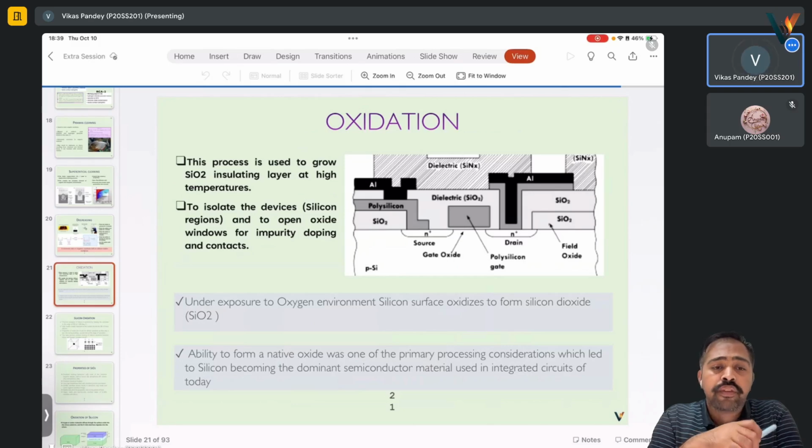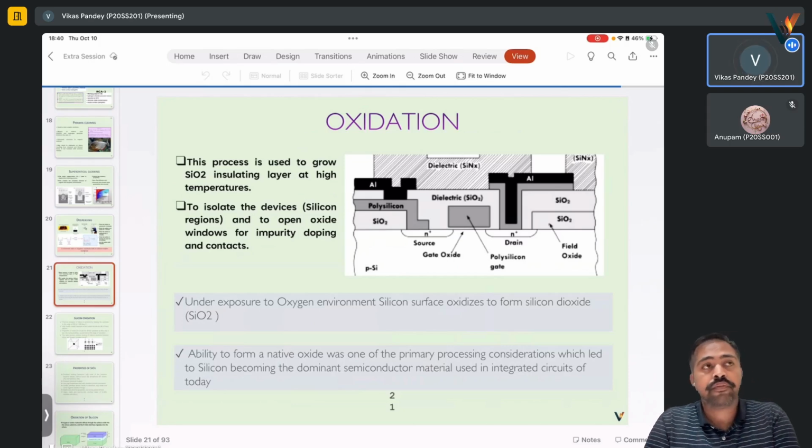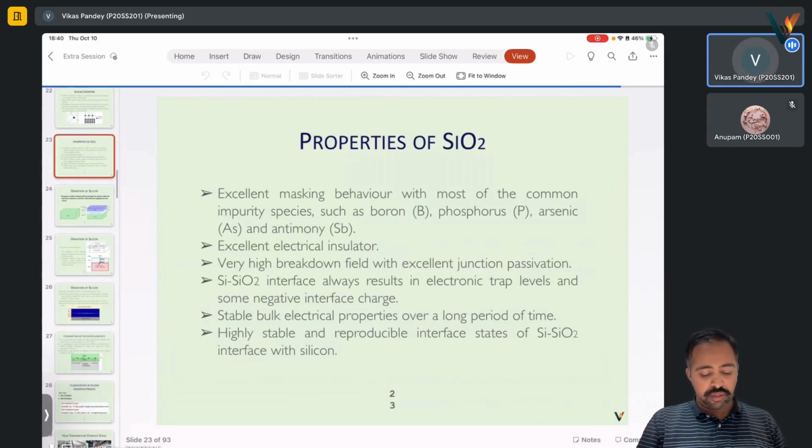Under exposure to an oxygen environment, the silicon surface oxidizes to form silicon dioxide. This ability to form native oxide is one of the primary reasons for silicon becoming the dominant semiconductor material used in IC technology today. So what are the properties of SiO2?